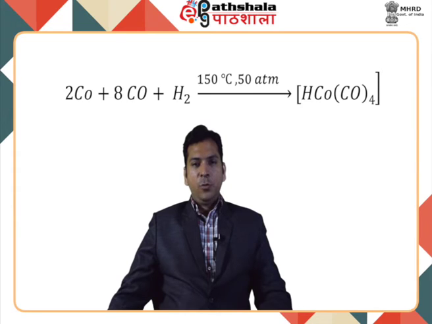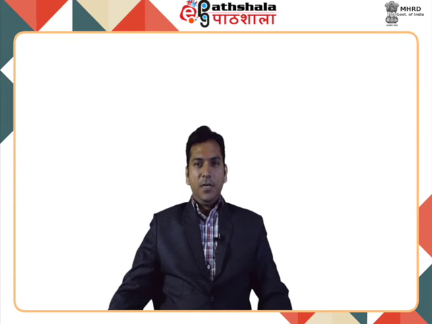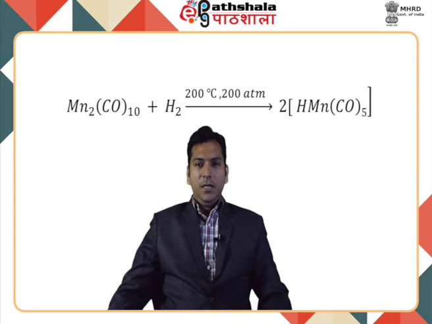When finely divided cobalt is treated with a mixture of hydrogen and carbon monoxide gases at 150 degrees Celsius and 50 atmosphere pressure, cobalt carbonyl hydride is formed. The metal carbonyl hydride complexes can also be prepared by the cleavage of a metal-metal bond by dihydrogen. The treatment of dimanganese decacarbonyl with hydrogen gas at 200 degrees Celsius and 200 atmospheric pressure produces manganese carbonyl hydride.